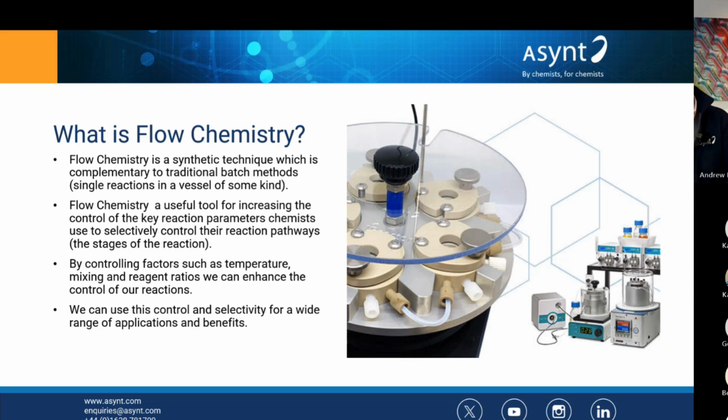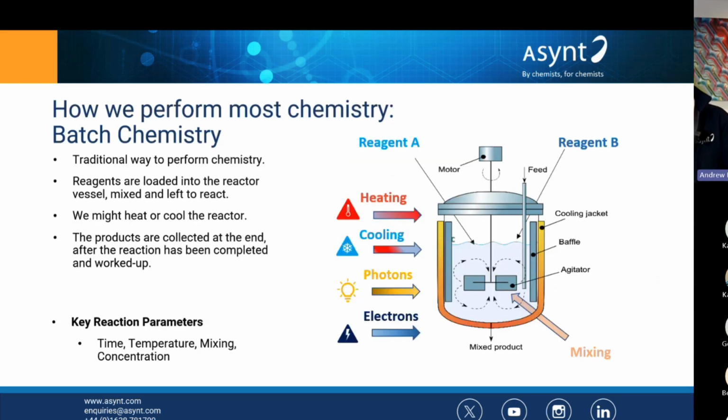So let's start off at the basics. We all know how to perform traditional batch chemistry. We have either a round bottom flask or a jacketed reactor. We load our reagents in, we heat and cool them. We can even shine a light on them to do photochemistry, so we're using photons as a reagent, or we can use a pair of electrodes, put a potential across our reaction, and use electrons for electrochemistry. So there's lots of different methods of activating our chemistry.